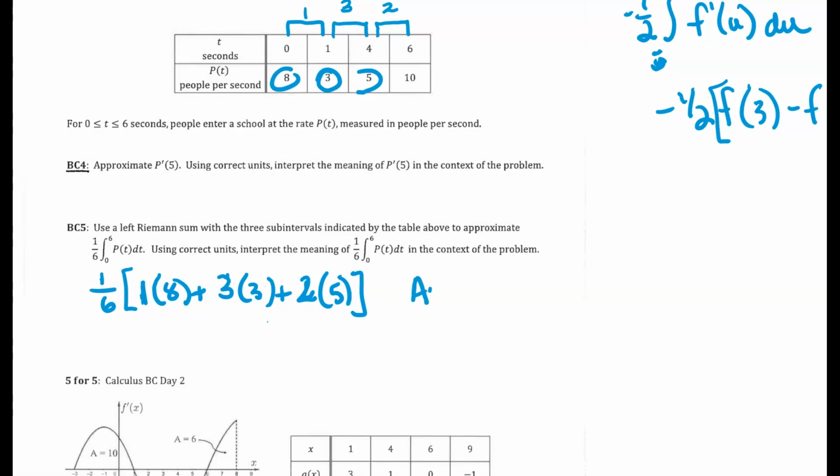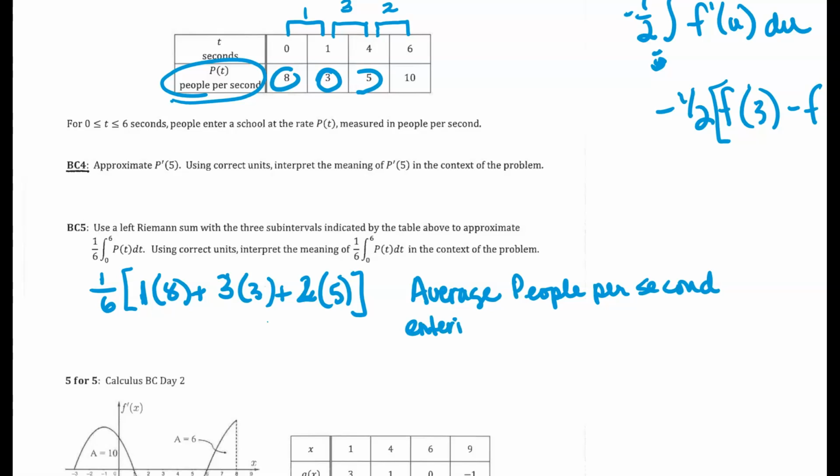All right, so what does this mean? It is the average people per second. What are these people doing? They are entering the school. And we'll incorporate the time interval from t equals 0 to 6 seconds. And I think that ought to do it.